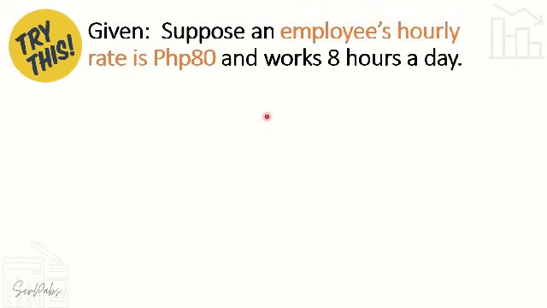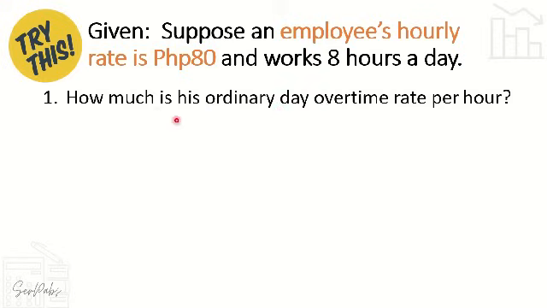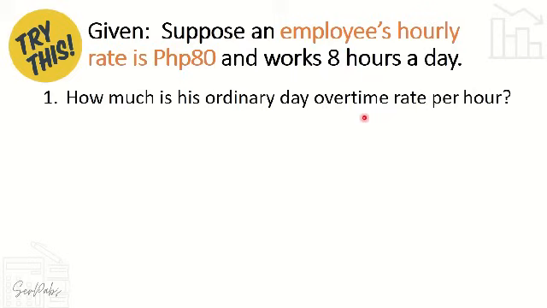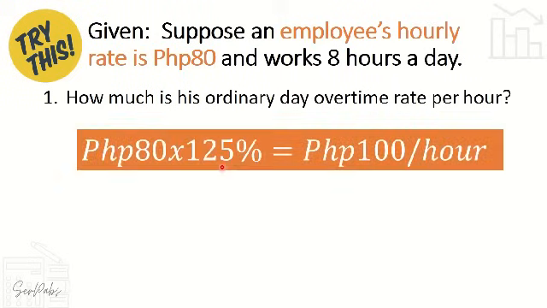Then, so let's try this. So, supposed to be an employee. An employee's hourly rate is 80 pesos and works 8 hours a day. So, halimbawa daw, ang isang empleyado ay sumusweldo ng 80 pesos per hour. Then, ang regular working hours niya ay 8 hours, syempre. So, example number 1, so how much is his ordinary day overtime rate per hour? So, kung siya ay sumobra ng 8 hours, magkano ang ibabayad sa kanya? Okay, balikan natin ang table. So, times 125% yung hourly rate natin. So, therefore, yung ating 80 pesos, multiply na sa 125%. So, that will be 100 per hour. So, after nung 8 hours niya, yung pang-siyam na oras na niya, babayaran siya ng 100 kada oras.